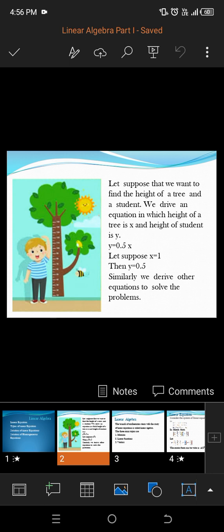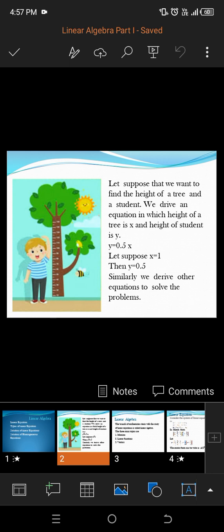An equation is an algebraic expression in which an equal sign is used. In real life, let's suppose that we want to find the height of a tree and a student. We derive an equation in which the height of a tree is x and the height of a student is y. Then y is equal to 0.5x.